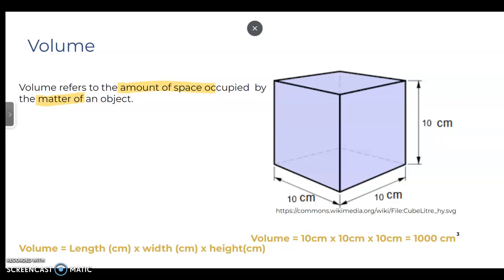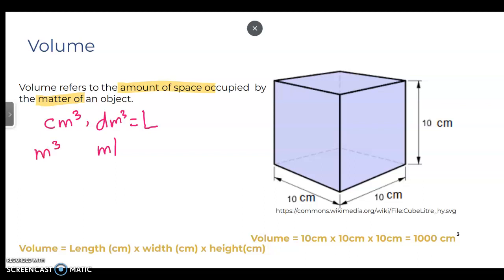We can measure volume using different units of measurement. Because it is 3D, you will see that we have centimeters cubed, we could have decimeters cubed, and decimeters cubed are also represented by liters. We could also use milliliters, we could also use meters cubed.